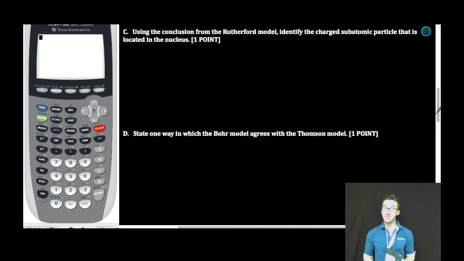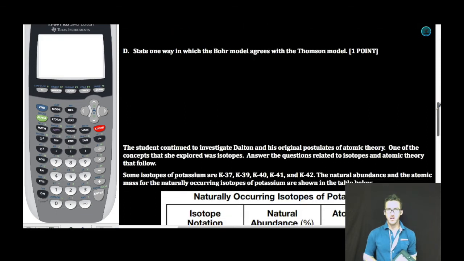Moving right along. Part C. Using the conclusion from the Rutherford model, identify the charged subatomic particle that is located in the nucleus. Again, don't overthink this. If you're simply asked to identify, just identify. The charged subatomic particle that's located in the nucleus is the proton. Boom. Move on.